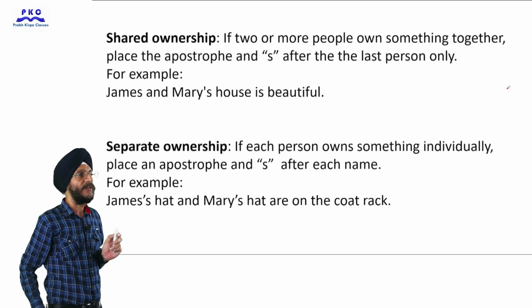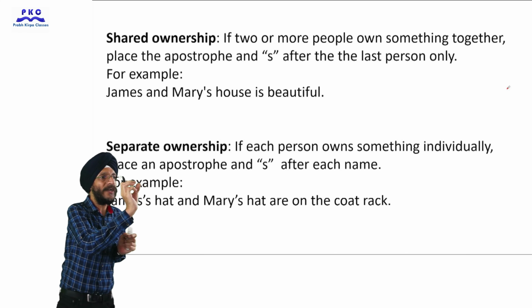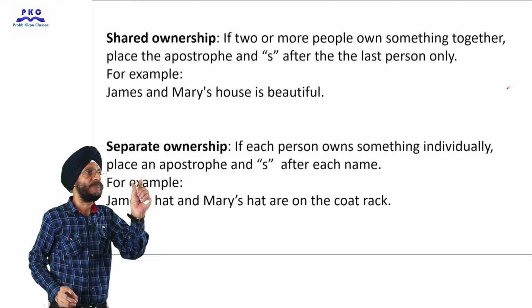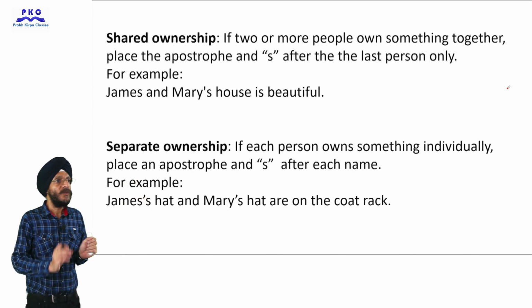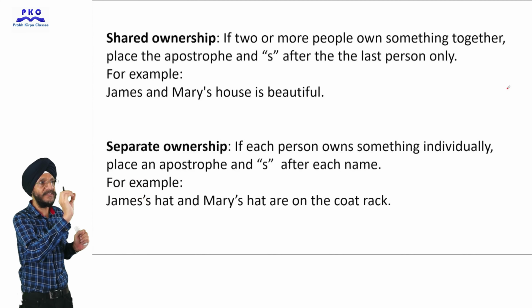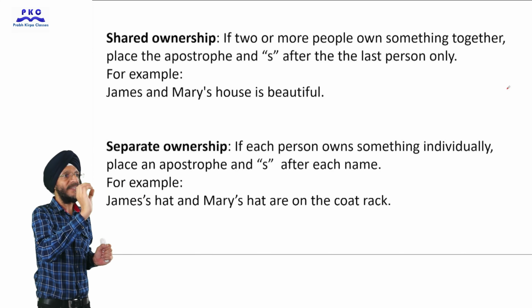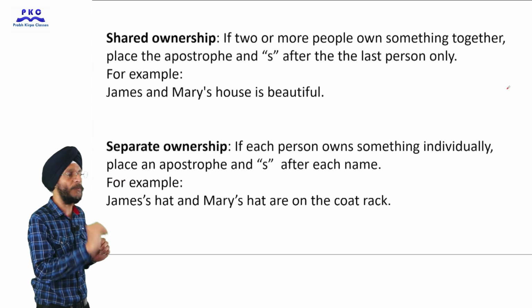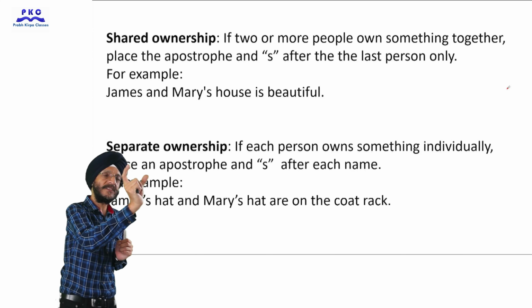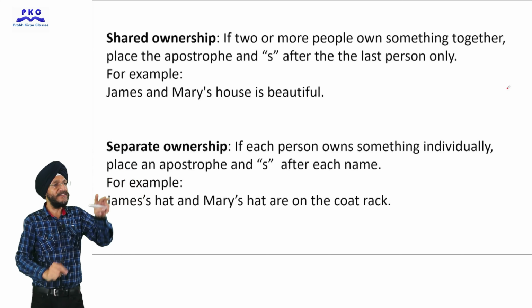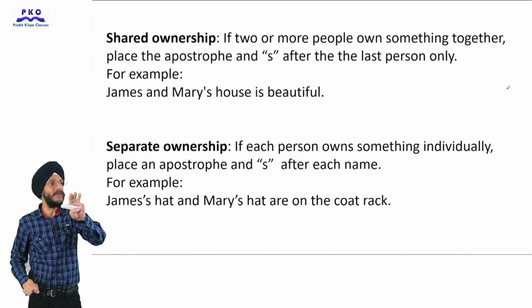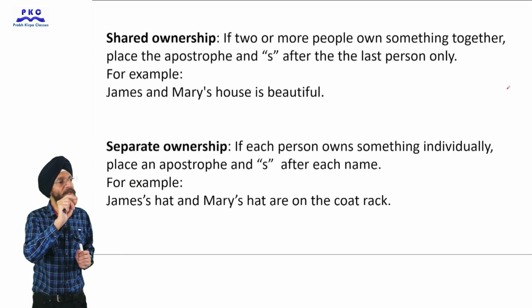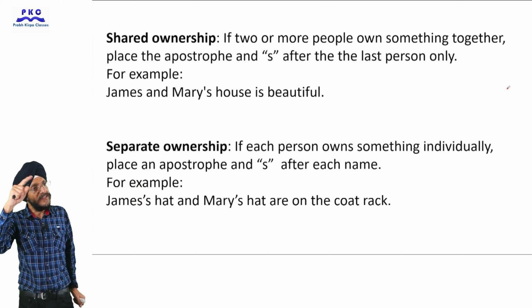Shared ownership. In case a particular item belongs to more than one person, then to show possession, we place apostrophe plus s after the last person only. Suppose there are 3 persons or 2 persons and they own the same property. That is, there are 3 owners of the property. Then to show the possession, we will add apostrophe plus s only at the last name.